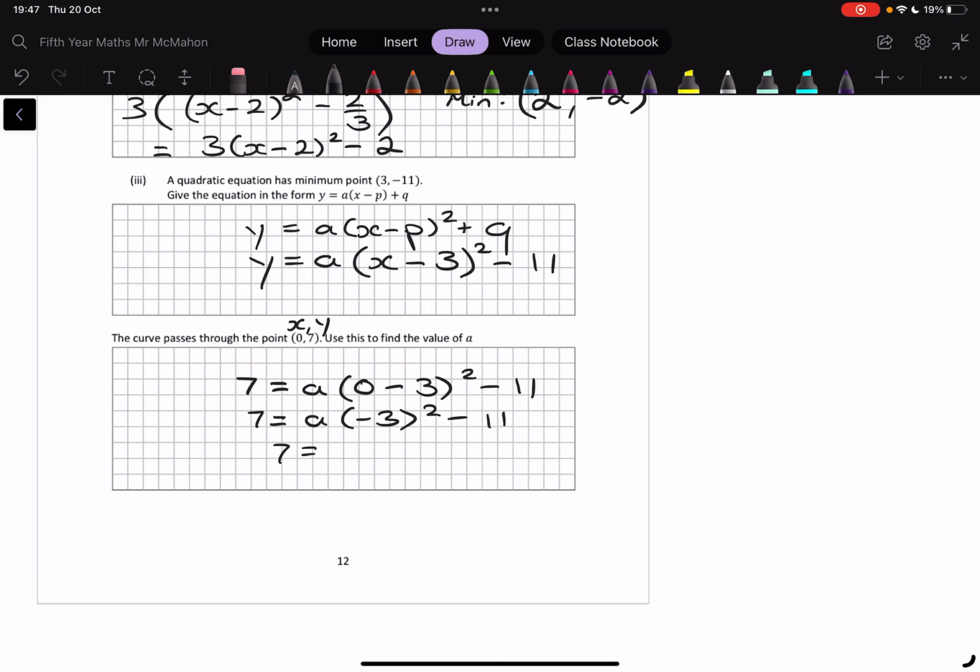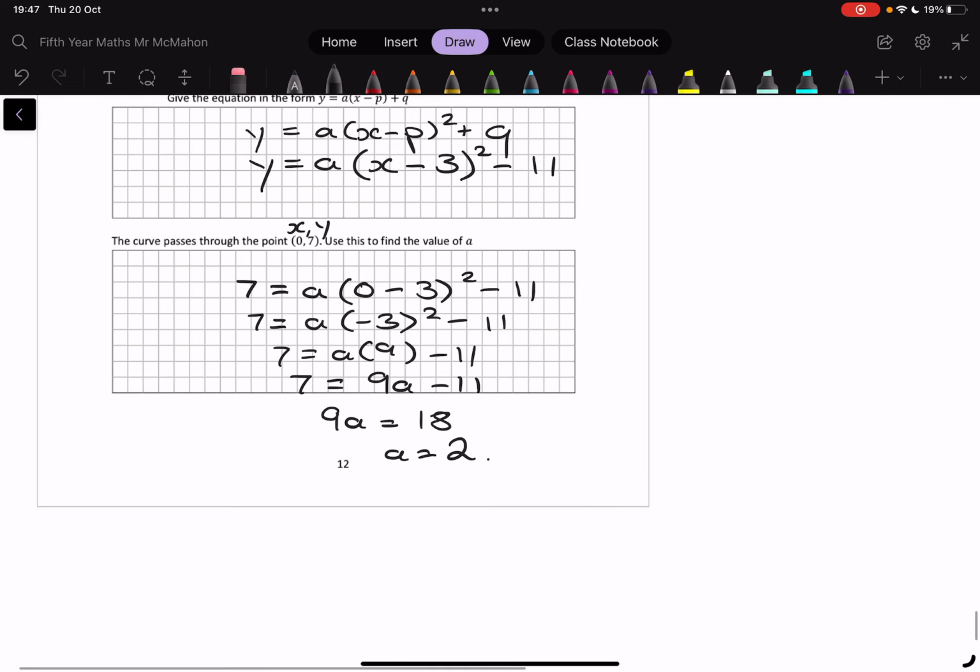Minus 3 squared, minus 11. 7 is equal to a times 9 minus 11. So we have 7 is equal to 9a minus 11. So that means that 9a is equal to 18 and a is equal to 2. So fully our equation will be y is equal to 2(x minus 3) squared minus 11. And that is our final answer for that question and the final question on your worksheet.